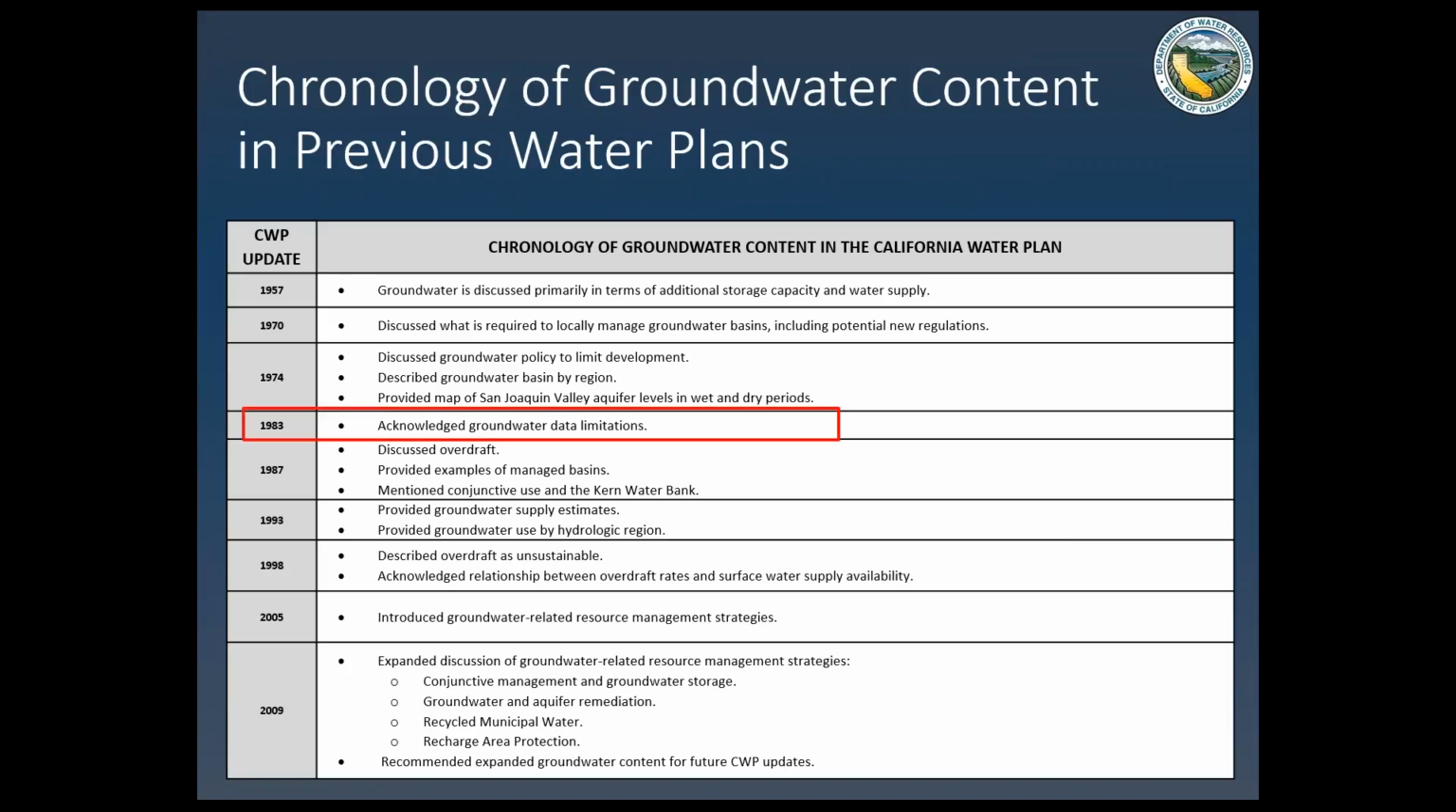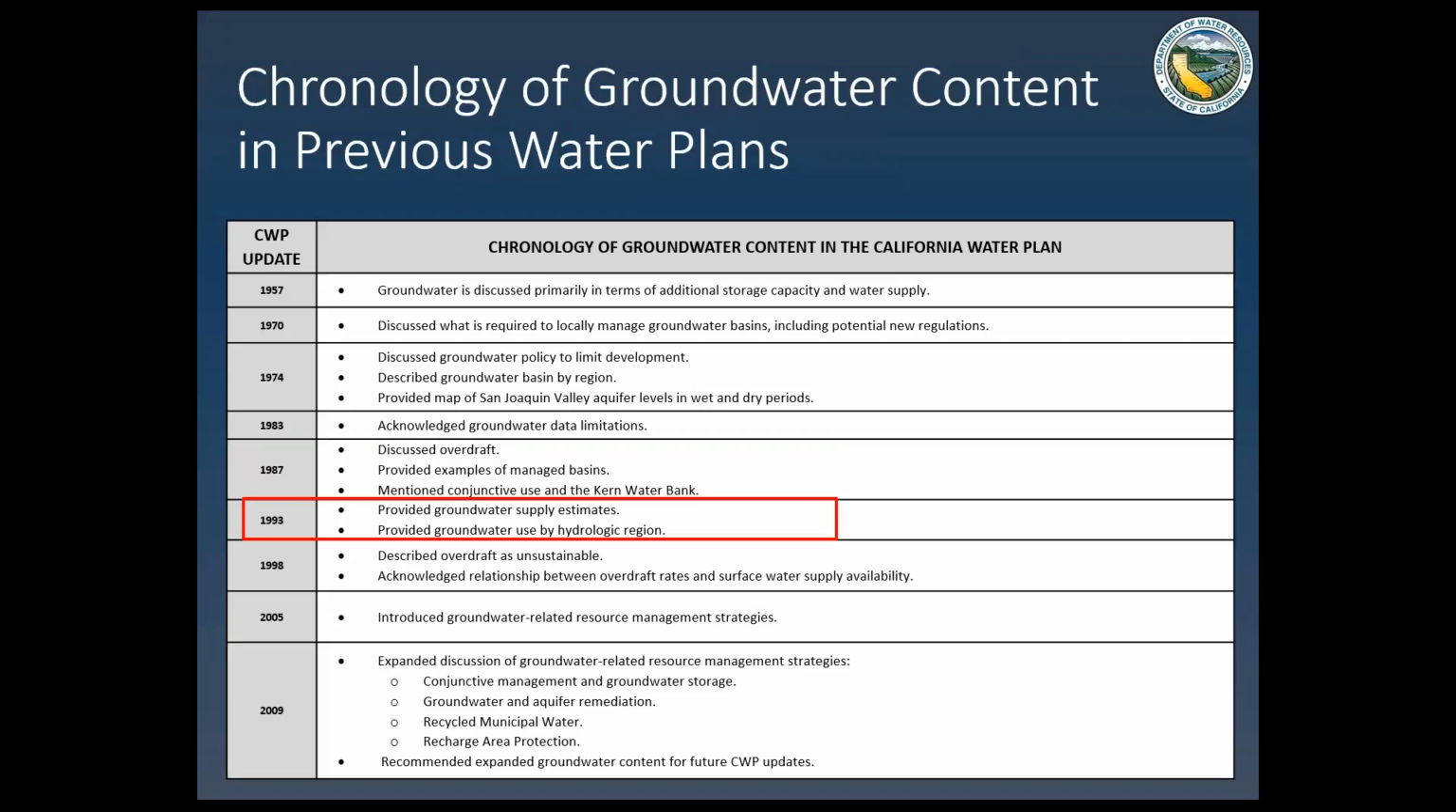In 1983, limitations in data concerning groundwater was a keynote. Why is that significant? Well, when it comes to groundwater, one cannot learn enough, and in many ways, our understanding is limited by the data we have. For this report, we filled in many of the gaps, but we uncovered many more. In 1993, it was extremely significant because the water plan provided the first estimates of groundwater use, but it also was the first time it provided it for each of the hydrologic regions.